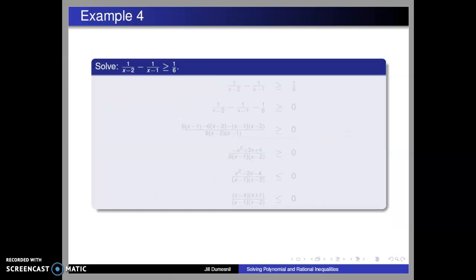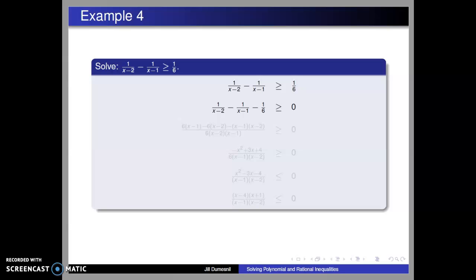Let's consider a final example that might be a bit more involved. Solve the inequality 1/(x - 2) - 1/(x - 1) ≥ 1/6. This time we don't have the right-hand side equaling 0, and we also don't have a nice single fraction on the left-hand side. When we subtract 1/6 from both sides, we now have a sum greater than or equal to 0. This is not an easy problem because there are infinitely many ways a sum can be positive.